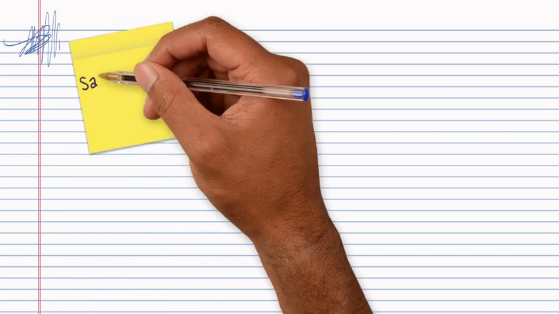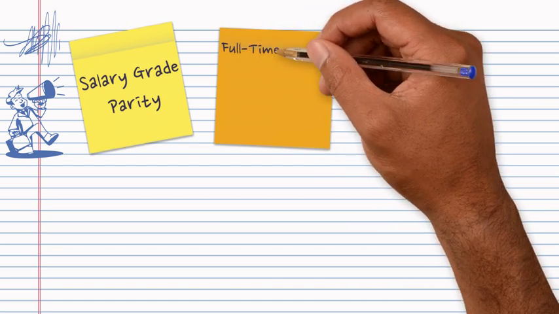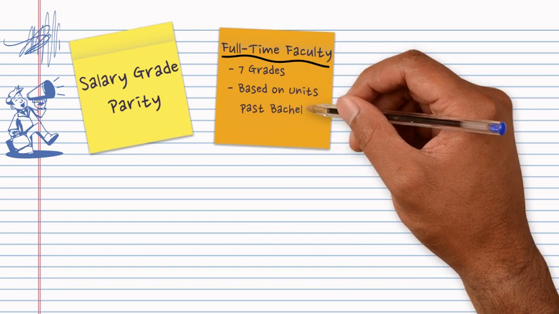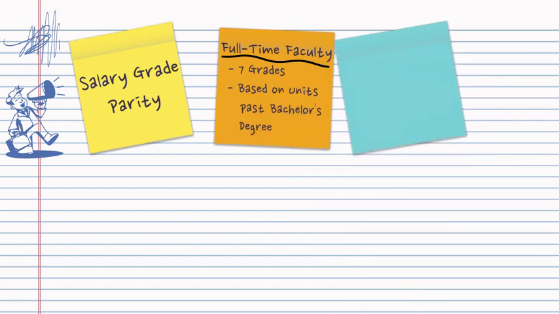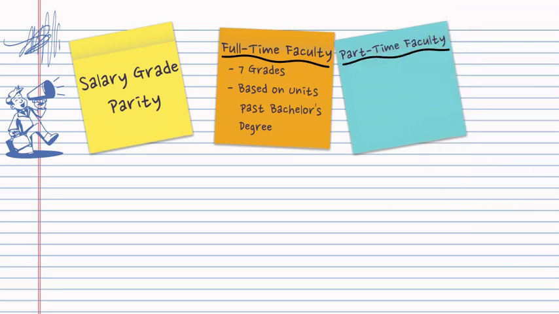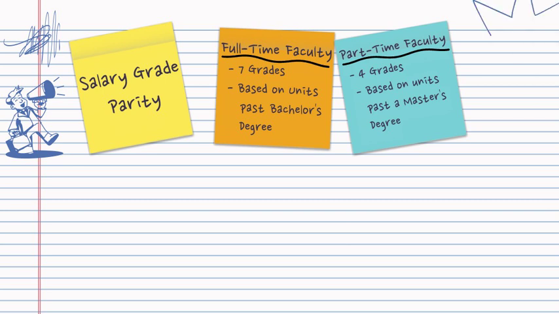We are talking about salary grade parity. One difference between full-time and part-time faculty is their salary grade placement. Full-time faculty are placed on one of 7 grades based on the units earned beyond their bachelor's degree. Part-time faculty are placed on one of 4 grades based on the units earned beyond their master's degree. These are so different that it is impossible to directly compare the grades and see the disparity created.